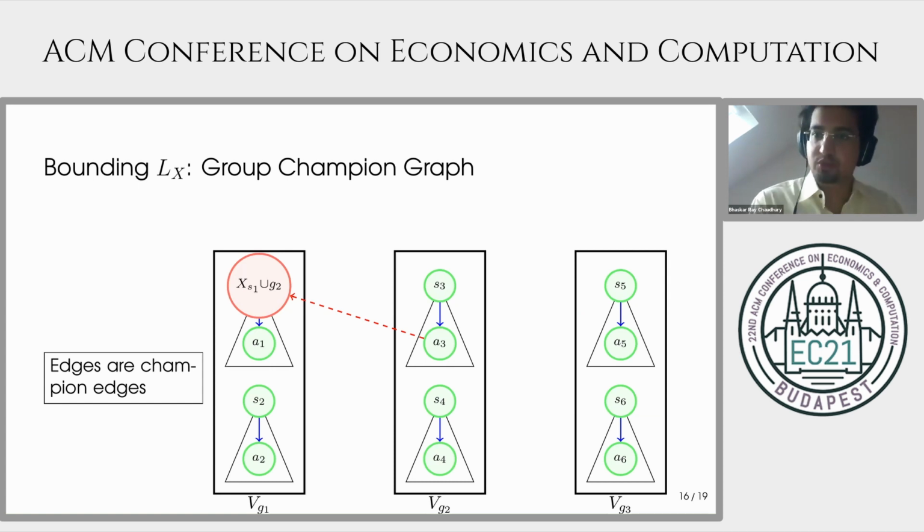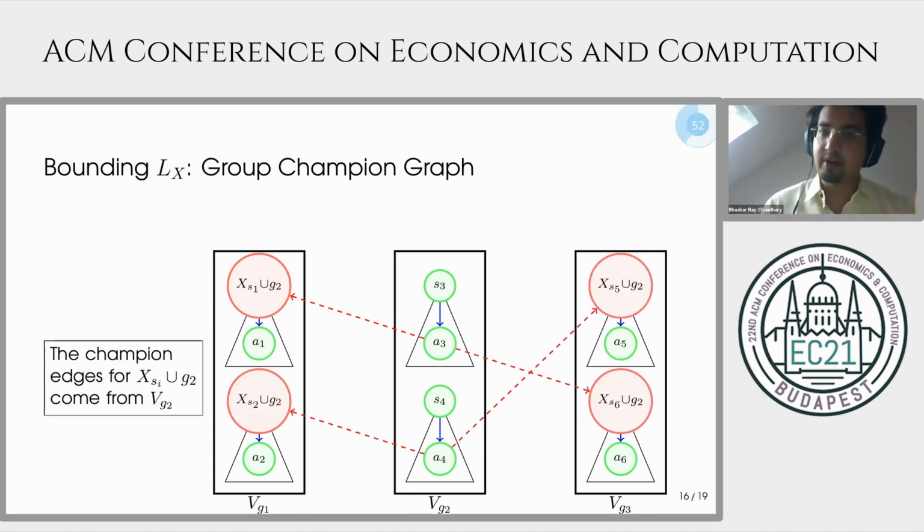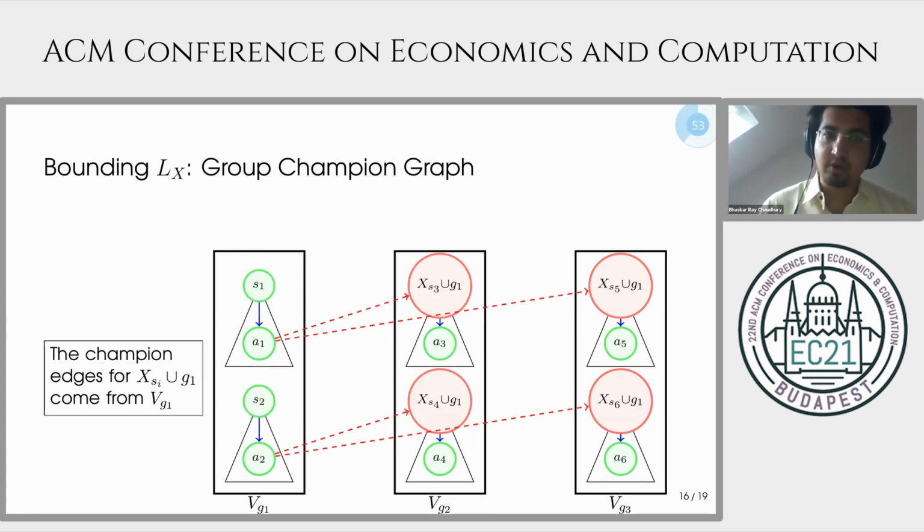Because you did not envy the source before, you don't find the good valuable, so you're not going to envy the set XSI union G2. The important thing to note is that the champion edges that would result when I put G2 on any of the sources would originate from the part VG2, because this is the part that contains the agents that find G2 valuable. So wherever I put G2, if you have champion edges due to putting this G2, they originate from VG2. Same goes for VG1.